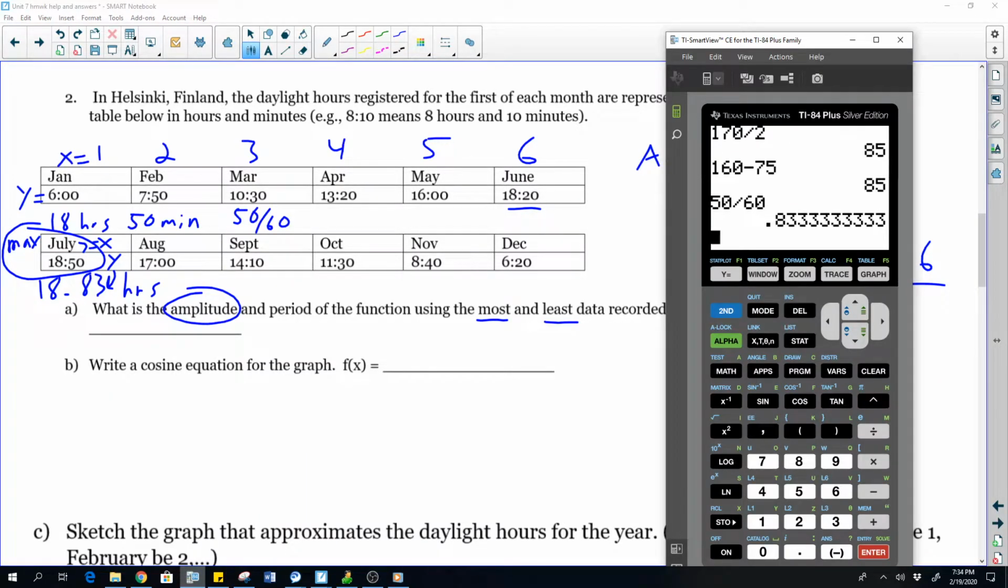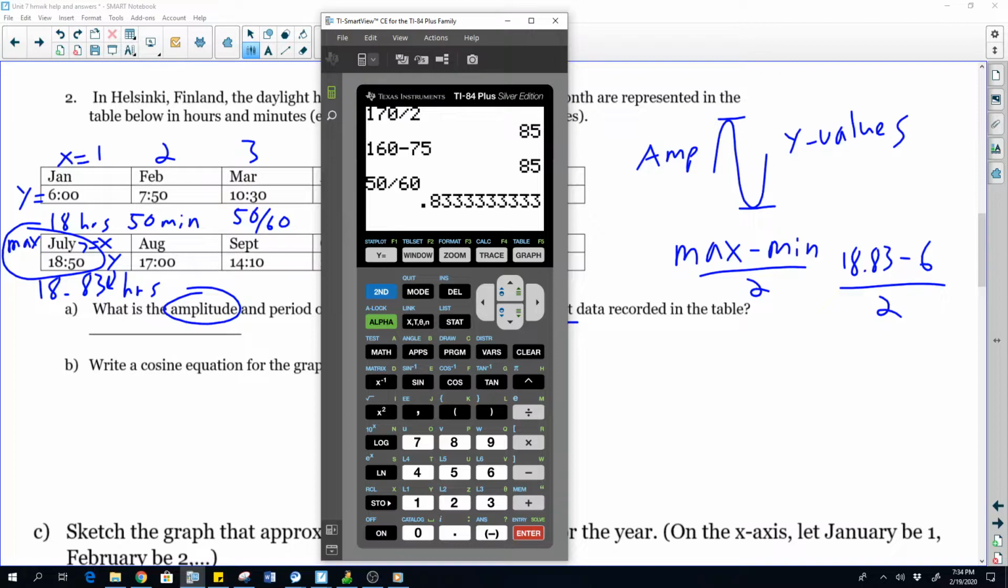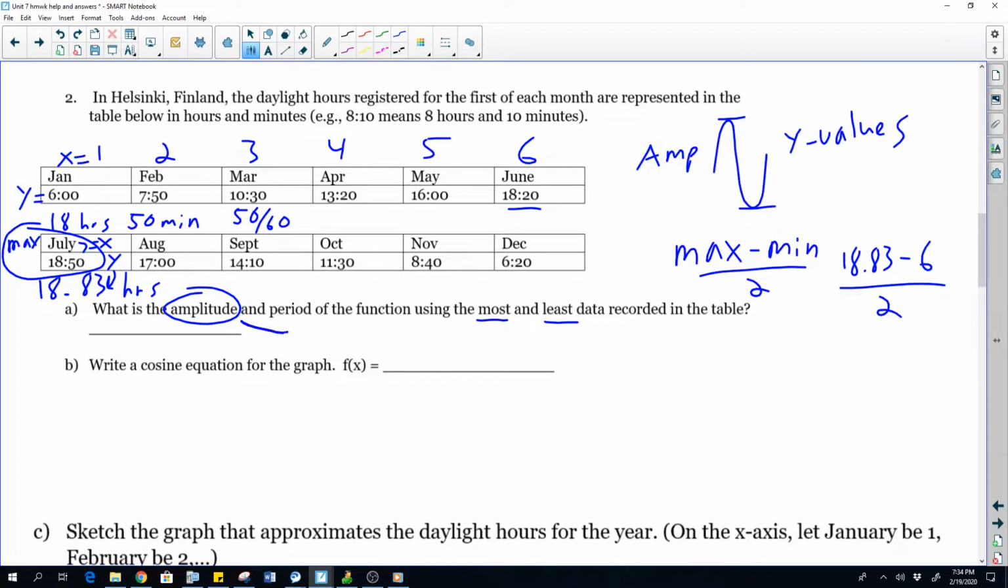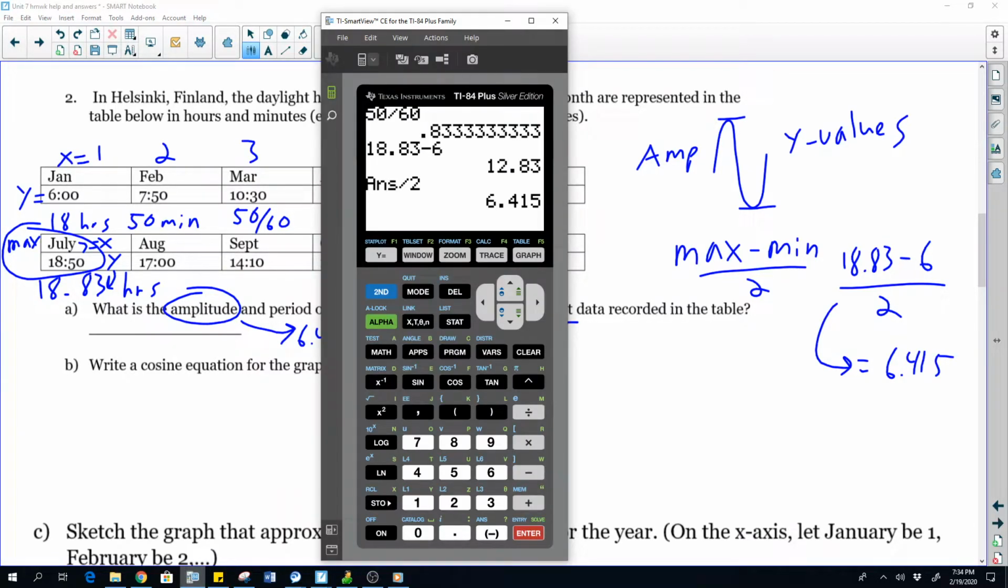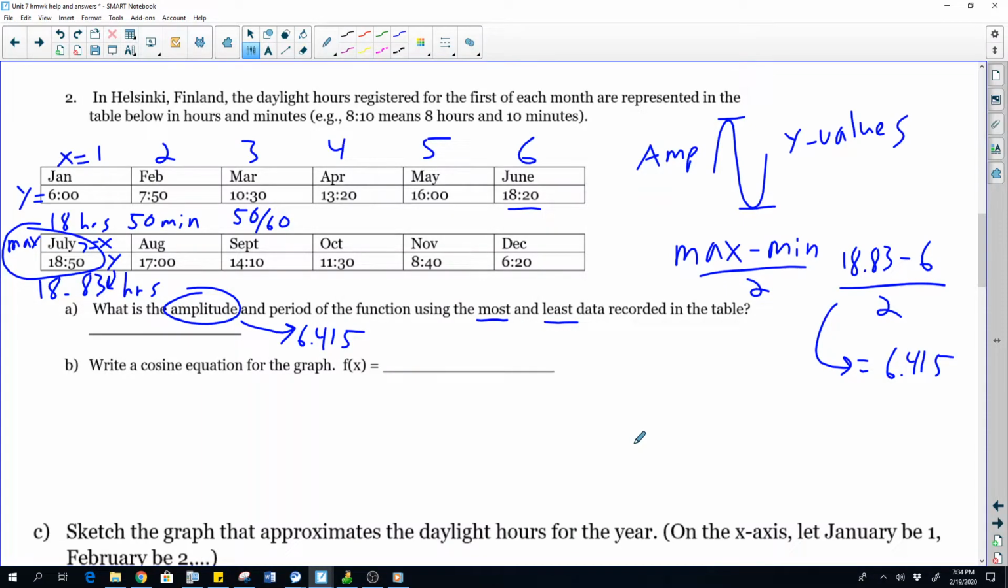So we'll use your calculator there. We're going to go 18.83 minus 6, push enter, divided by 2, gives us 6.415. So that's going to be our amplitude, 6.415. Beautiful, because that's what this equals. Nice. Okay, there we go, 6.415.